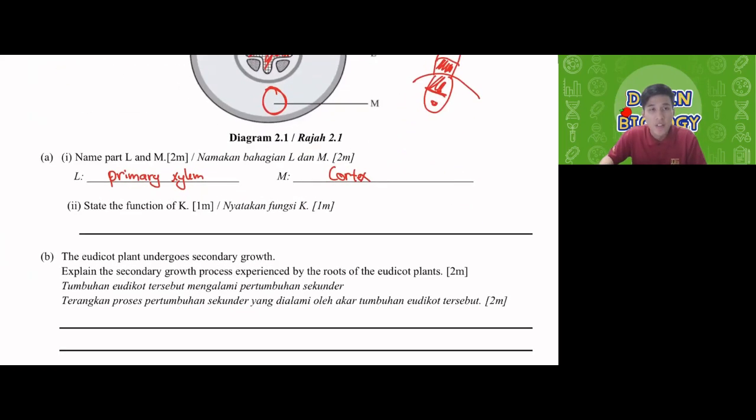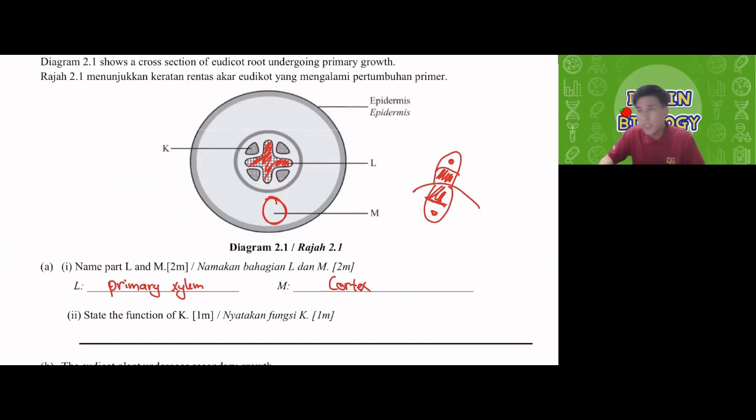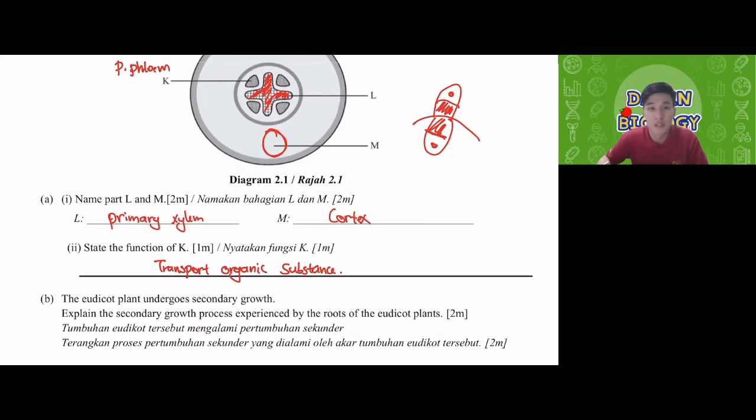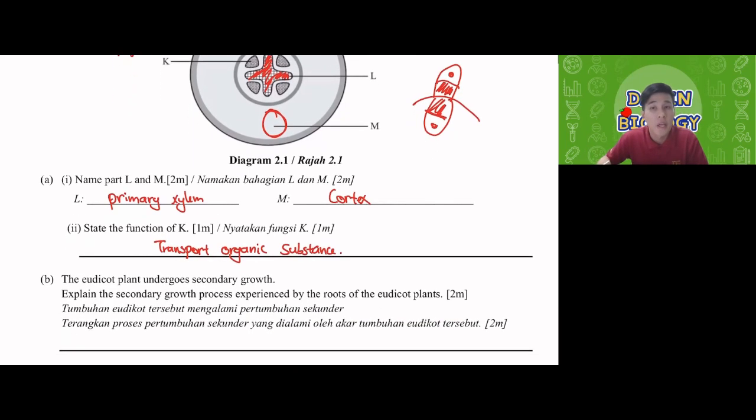Function of K. So K is pointing at what? Can you tell me? It's the primary phloem. Phloem in general does what? It doesn't matter if it's primary or secondary. Phloem transports organic substances. So don't ever write transport food. I've said it many times: organic substances. Next.